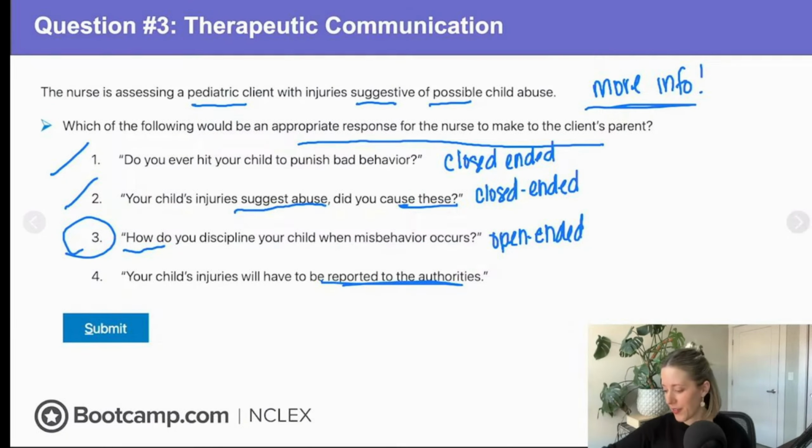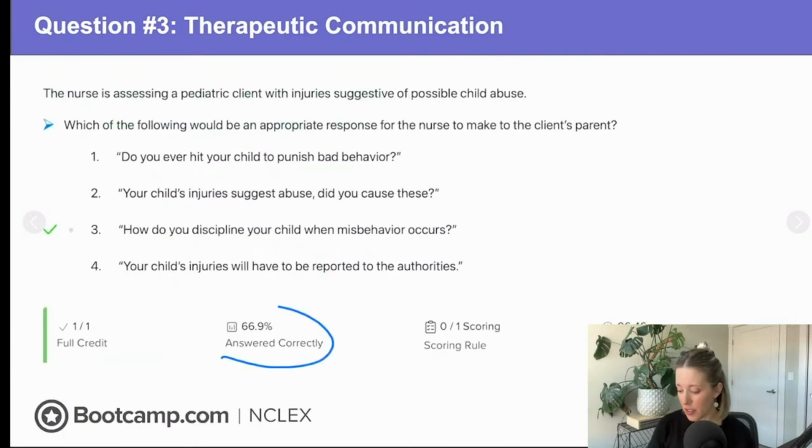All right, should we see if we're right? Yes, we are correct. And you can see that only about 67% of users in our bank got this question correct. So you guys are doing really, really well.